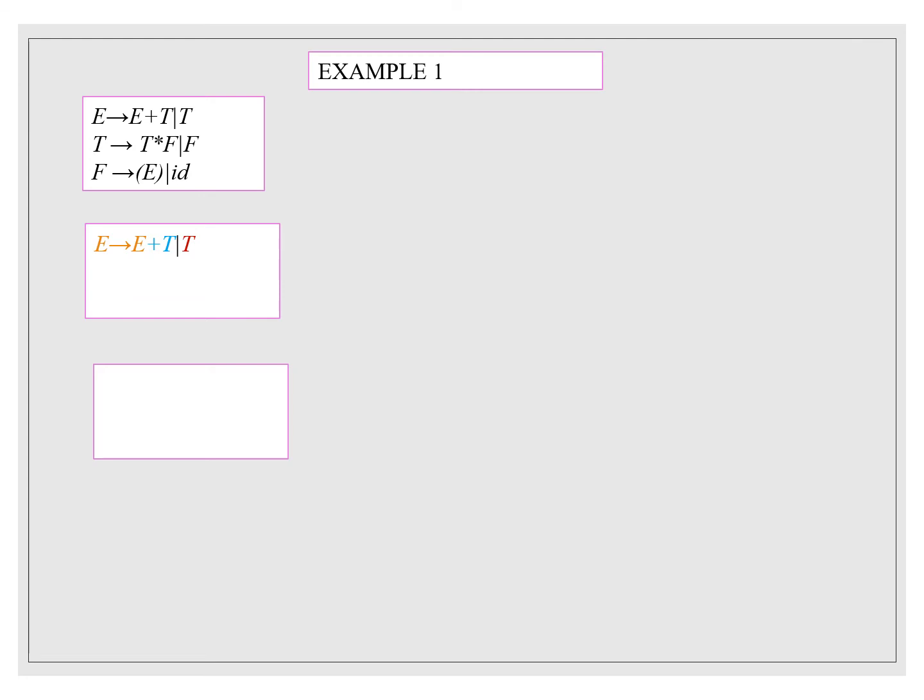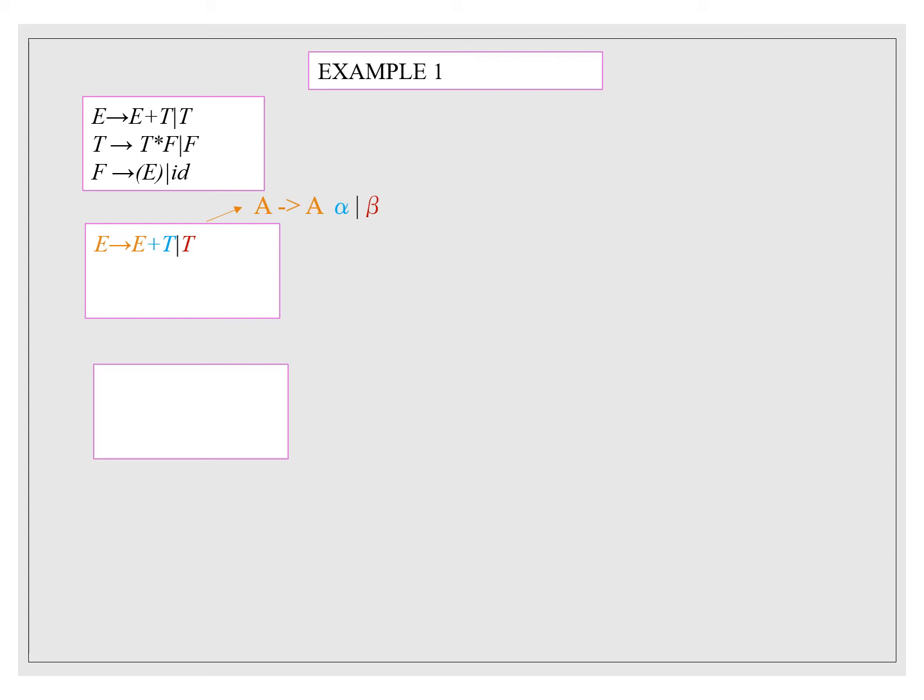Whether this has left recursive property? Yes, because according to the definition, this is of the form A derives A alpha | beta. What is A here? It is nothing but E. What is alpha? Alpha is nothing but plus T. What is beta? It is just T. Look at the color: brown, blue and red.